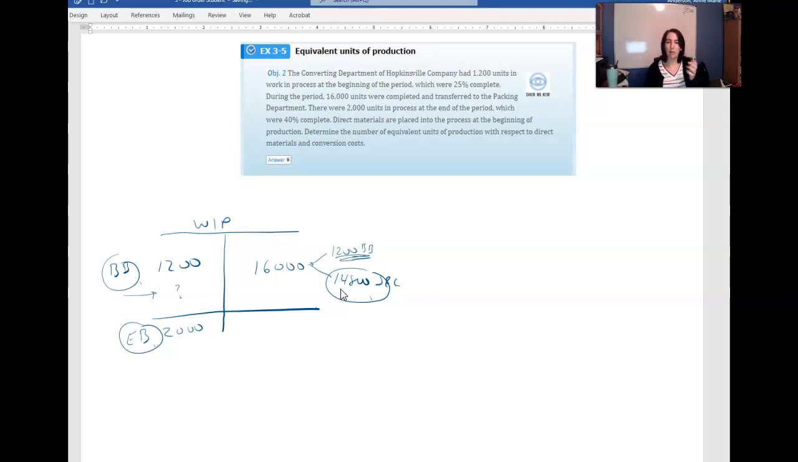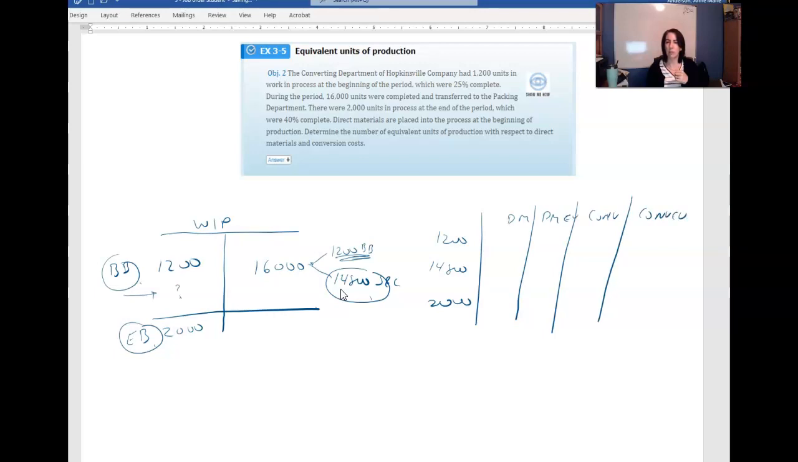Okay, so from there, you're going to make your grid, where you start off with 1,200 and 14,800 and 2,000, and you're going to make that direct materials, the percentages, then the conversion, and the conversion EU. This is direct material EU. It's really ugly because I wasn't really planning on doing this for you, but here I am doing it anyway. So just a reminder.